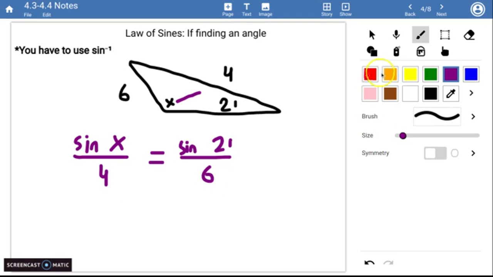Once again, you can cross multiply. It would be 4 times the sine of 21 equals 6 times the sine of x. It's pretty hard to write all this, but that is something that you can do this time.